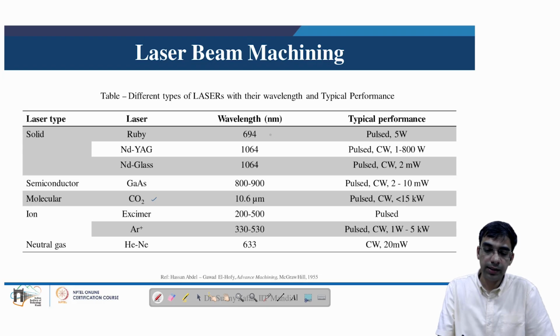And all these lasers also have a specific wavelength at which they are typically working, as mentioned here, and all of them can be either used in the pulsed mode, where we can have short times when the laser is on and off. This is known as the pulsed mode. And CW is basically the continuous mode, where the laser is continuously on for a relatively longer duration of time, and various power levels can be achieved by various lasers.